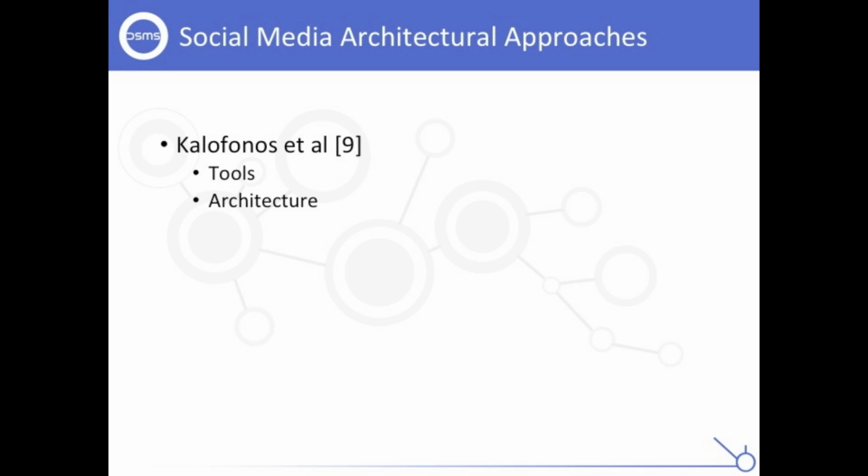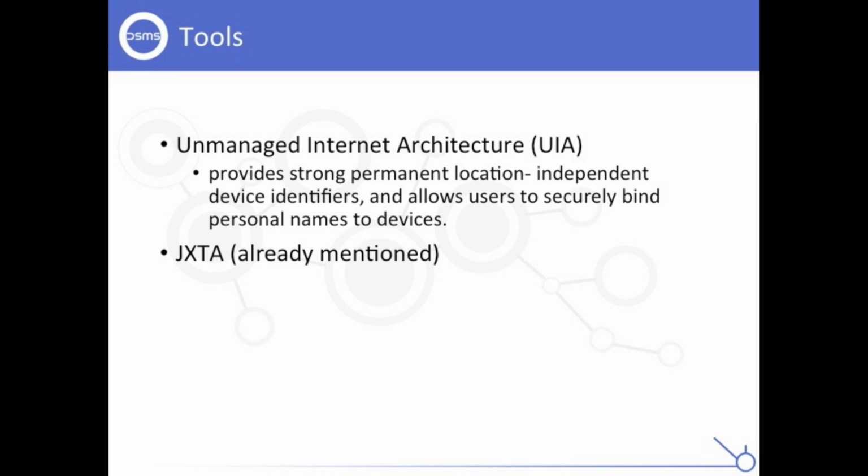The next social media architecture approach that we are going to talk about is Kalaphonos's. Here we're going to talk about the tools that he uses and the architecture itself. For this architectural approach, Kalaphonos uses the managed internet architecture and he builds his own architecture upon it. This architecture, the UIA, provides strong, permanent, location-independent device identifiers and allows users to securely bind personal names to devices. He also uses the JSTA that we mentioned before.